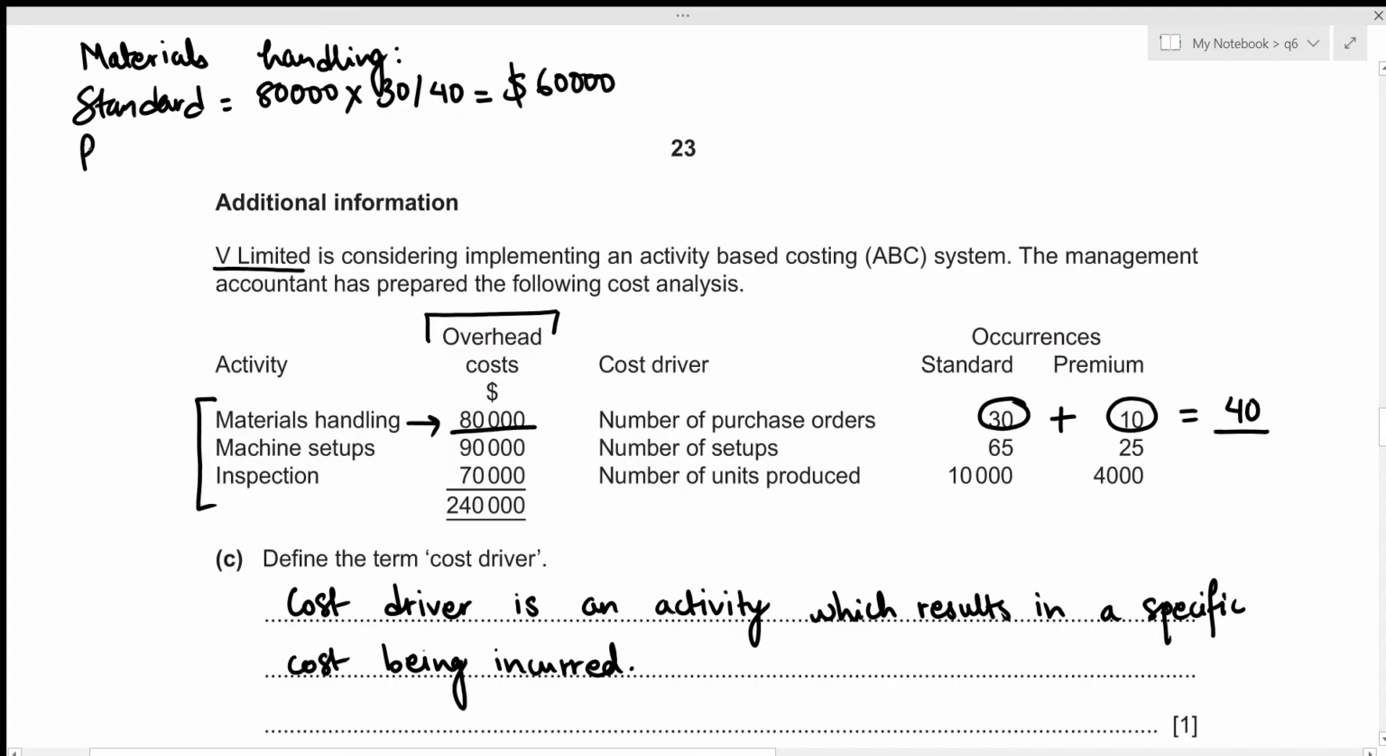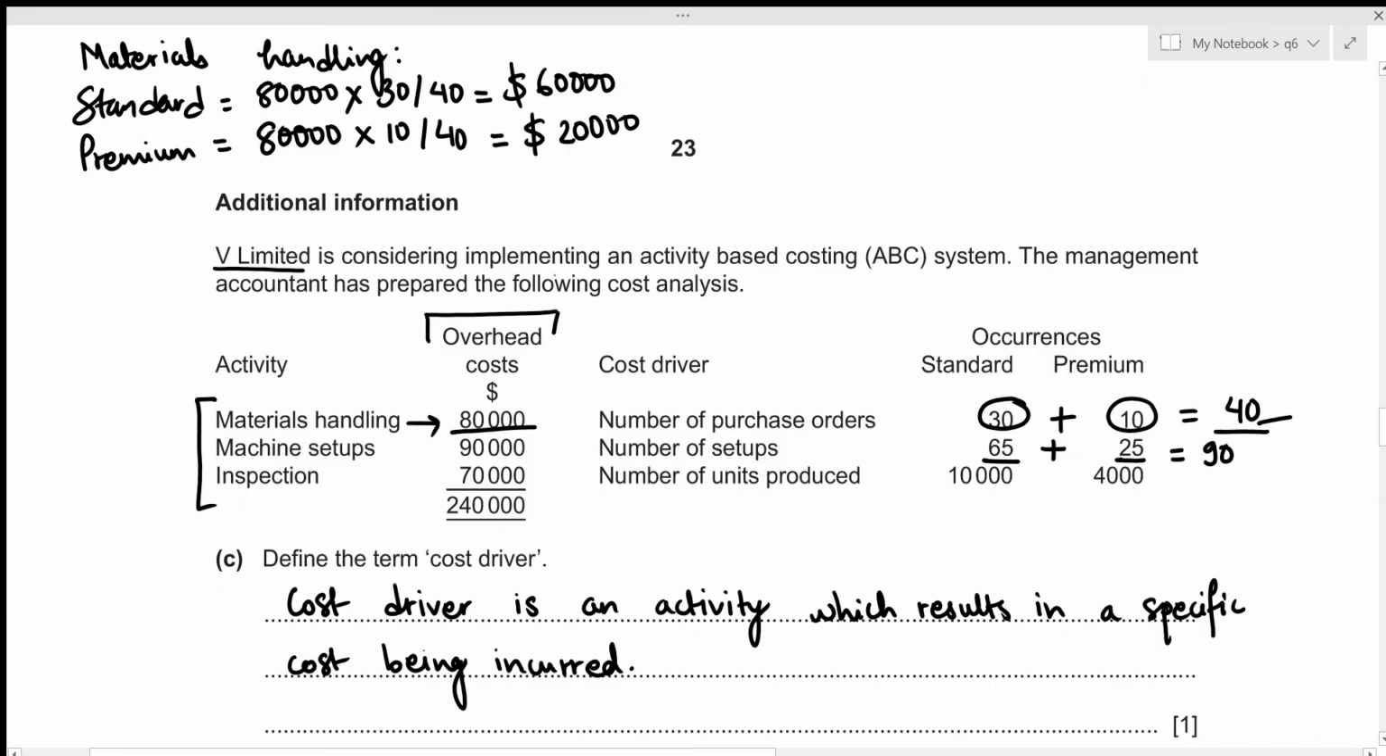Let's figure the same for premium. Again, we'll start with the total of the materials handling, which is 80,000. And we know that out of 40 purchase orders, 10 belongs to premium, and that is the basis for our apportion. So we can just multiply it with 10 by 40. This gives the materials handling cost for premium to be 80,000 times 10 by 40, which results in a value of 20,000. All right, now we repeat the same process for machine setups. And the cost driver is actually the number of setups. Let's figure out the total. That's 65 for standard plus 25 for premium, which results in the total to be 90.